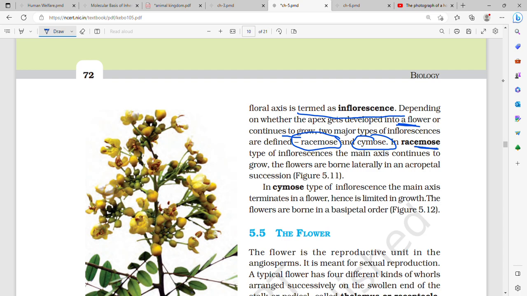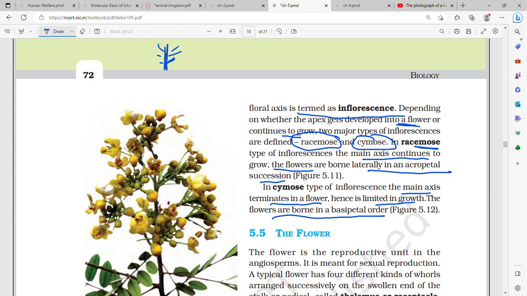In racemose type of inflorescence, the main axis continues to grow and flowers are borne laterally in an acropetal succession. In cymose type of inflorescence, the main axis gets terminated into a flower and hence there is limited growth. The flowers are borne in a basipetal order.